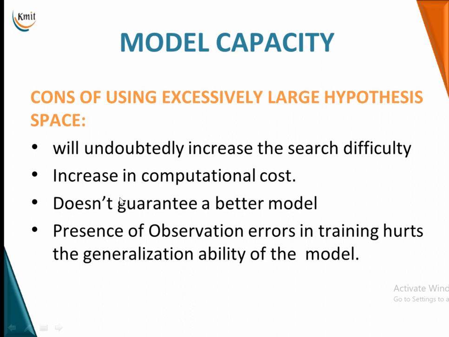Although you may have a large hypothesis space, and with that you can fit the complex function that defines a number of samples, it will not guarantee a better model. Of course, with a large number of samples or a large hypothesis space, the observation errors are also going to be very high, and it is going to hurt the generalization ability of the model. So you should always go for moderation. That is the disadvantage of going with an excessively large amount of hypothesis space.